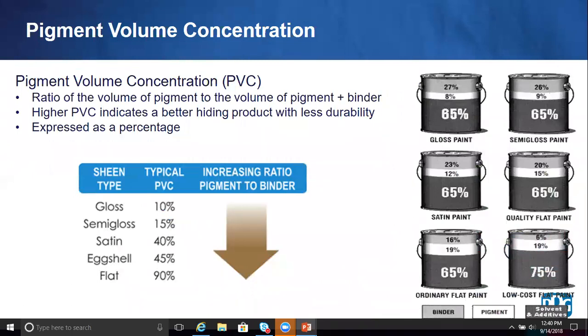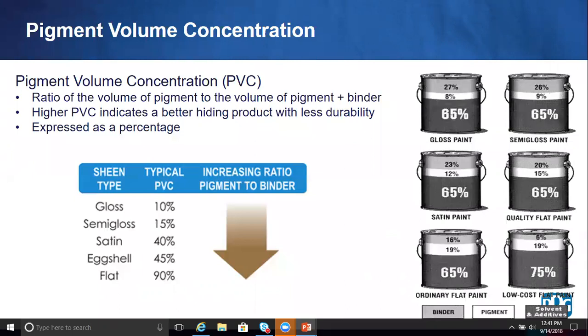So again, pigment volume concentration, or PVC, is the ratio of the volume of pigment to the volume of pigment and binder together. So the higher the PVC indicates a better hiding product with less durability. If you look at these cans on the right-hand side, you see the gloss paint, which is on the upper left. The light gray is the resin, the white is the pigment, and the solvent that says 65% is what's going to evaporate.